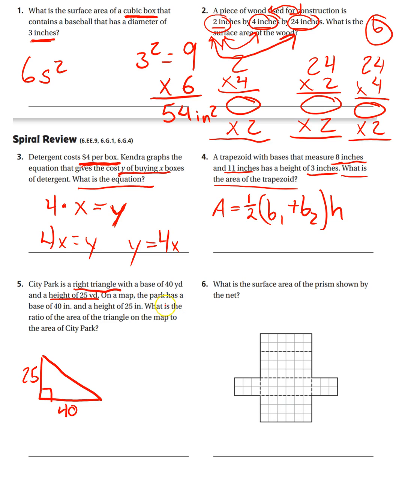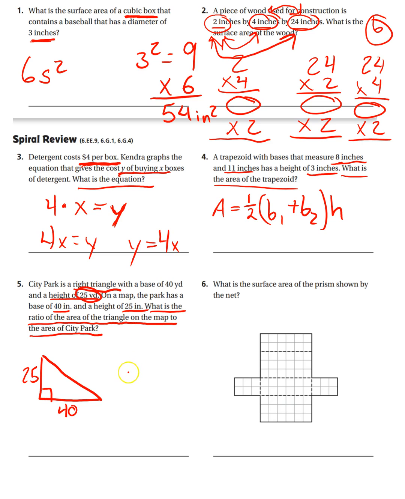On a map, the park has a base of 40 inches and a height of 25 inches. What is the ratio of the area of the triangle on the map to the area of the city park? Okay, so let's see. We need to change these yards to inches.